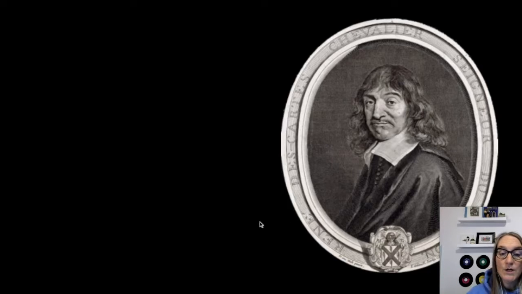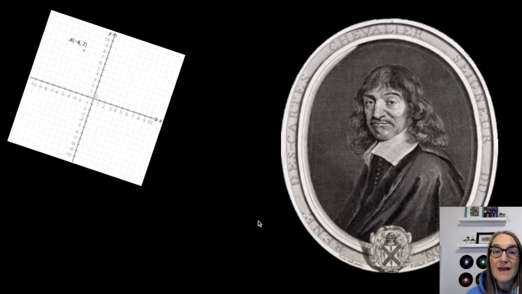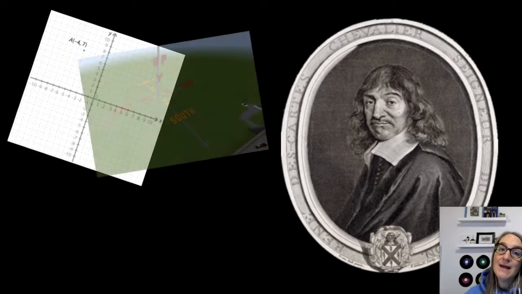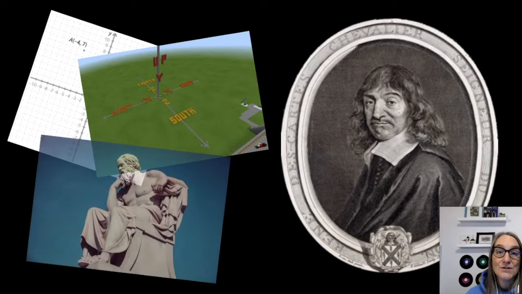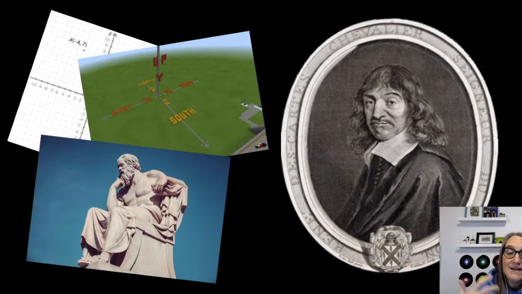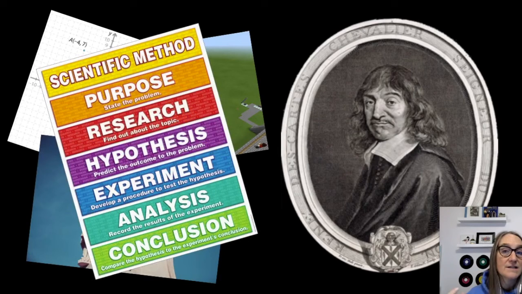Descartes gave us the coordinate grid system we use in math, in mapping, and even in Minecraft. He's also the father of modern philosophy, and he gave us the scientific method with his Cartesian doubt. Boy, we sure owe Descartes a lot.